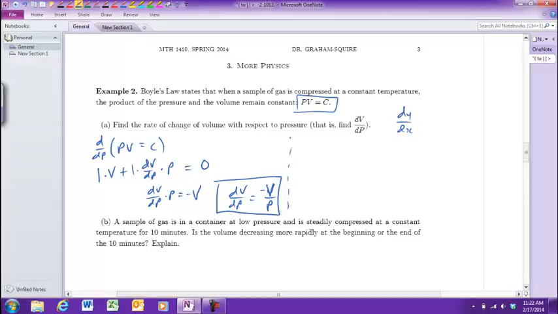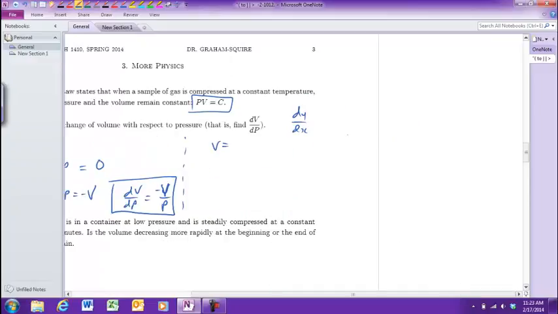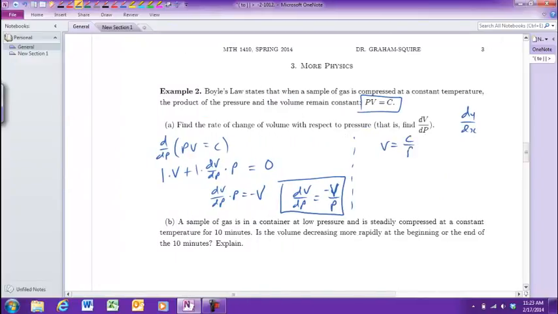But there's another way of doing this, which is I could start by solving this expression for V. So V is equal to C divided by P. And now when I take the derivative with respect to P of both sides, this just gives me dV/dP. But here I've got to use the quotient rule. So derivative of the top is 0 times the bottom is P, minus derivative of P with respect to P is 1 times C, divided by the bottom squared. So this gives me negative C over P squared.